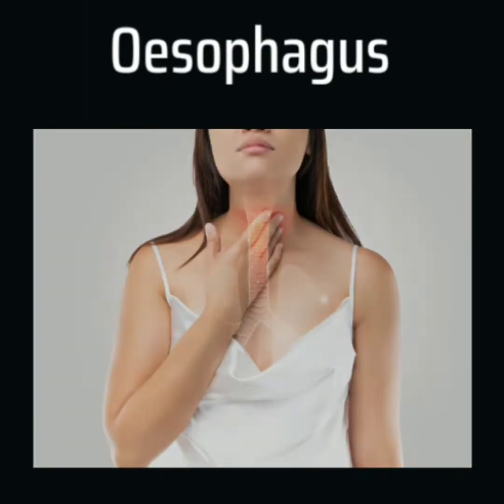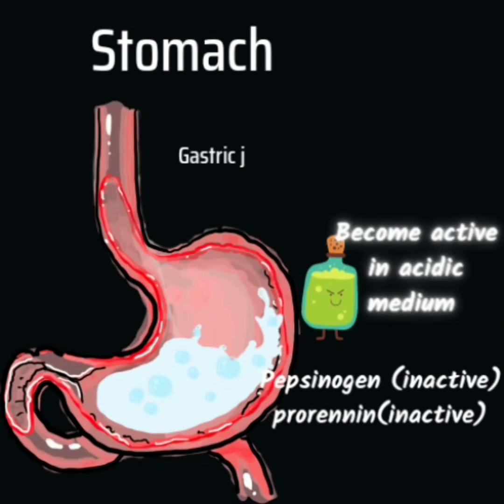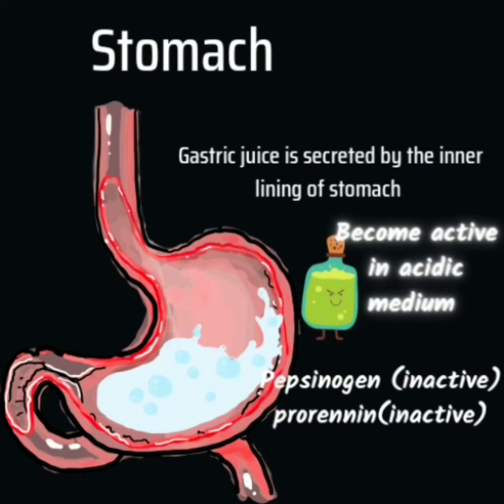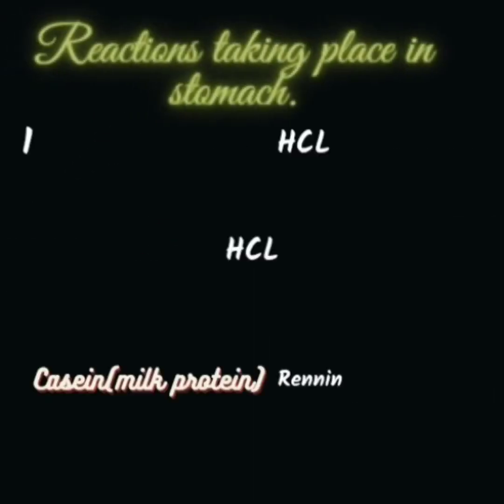Now, food moves into the stomach through the esophagus. The stomach is a J-shaped structure which secretes gastric juices from the inner lining of the stomach. The stomach has two enzymes present, pepsinogen and prorenin, which are present in their inactive form. Surprisingly, the stomach releases HCl, which is an acid, and creates an acidic medium to make these enzymes active.